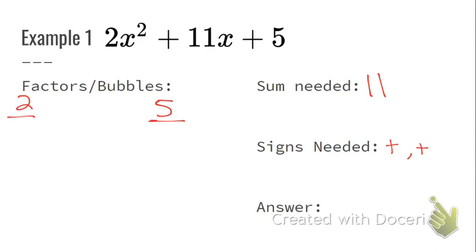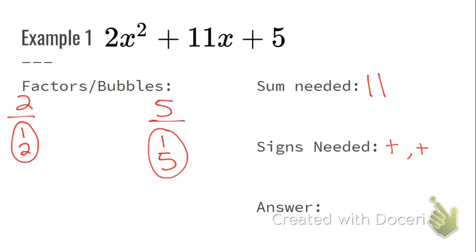So our factor pair for 2 would be 1 and 2. They go in a bubble together. That's the only bubble we can make for 2. It's just a 1 and a 2. Making a bubble that says 2 and 1 is the same thing. For 5, we make a bubble that has 1 and 5 in it. Again, that's the only bubble that we can make, so we leave it there.